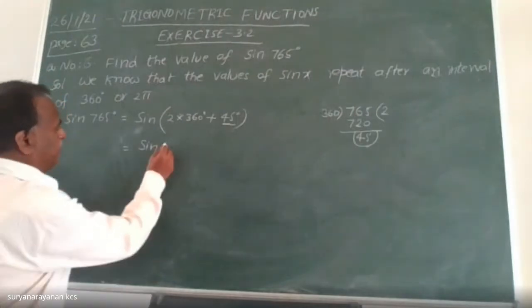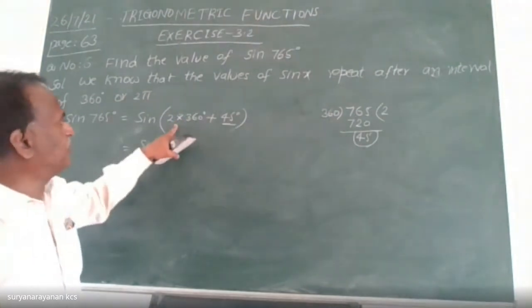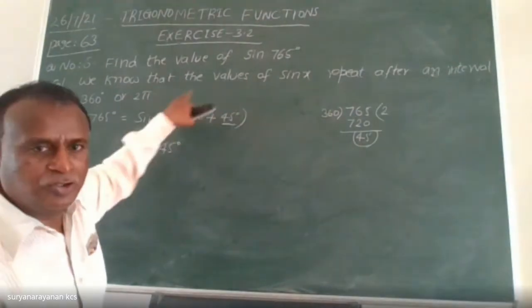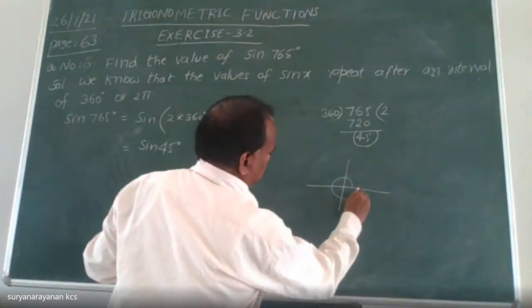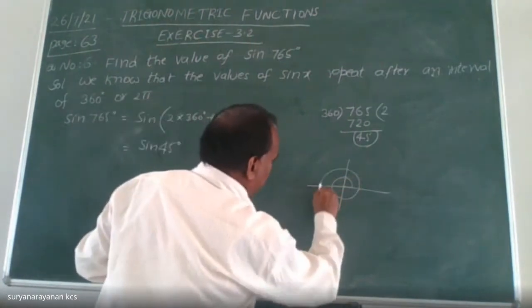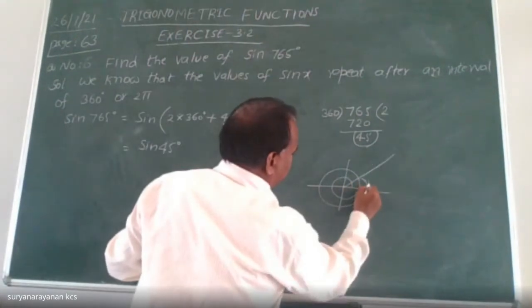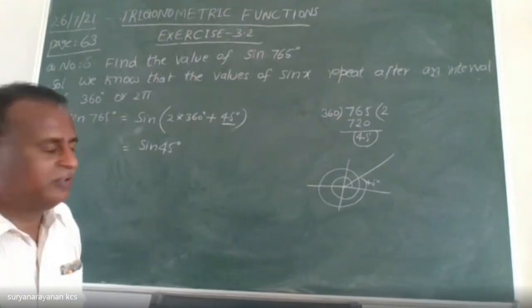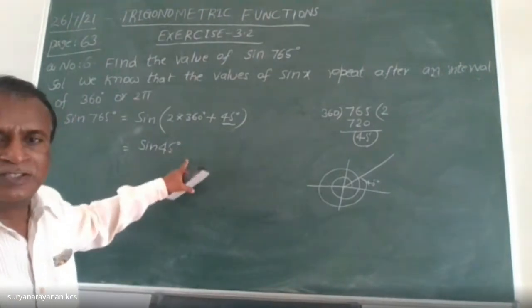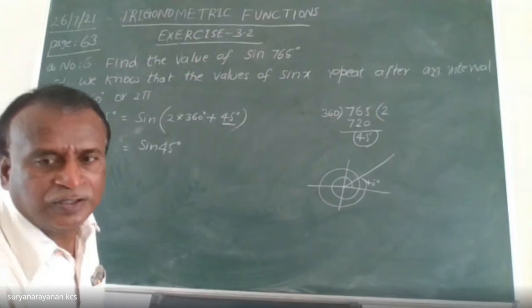So sine 45 degrees. That is enough, because after 360 degrees, after one rotation, 2 into 360 degrees means after two complete rotations. Again, after completing one more rotation, we get here 45 degrees. This angle denotes 45 degrees only. Understood this point, my children? Is this point clear? Yes, sir.